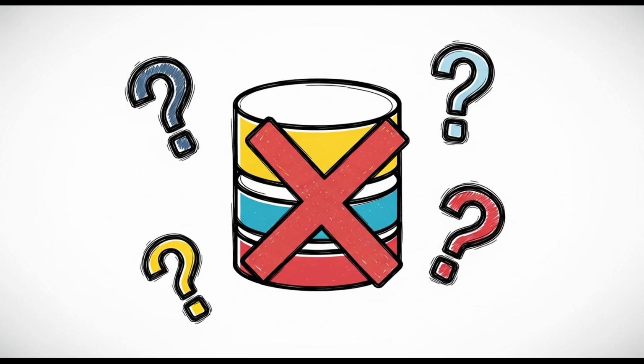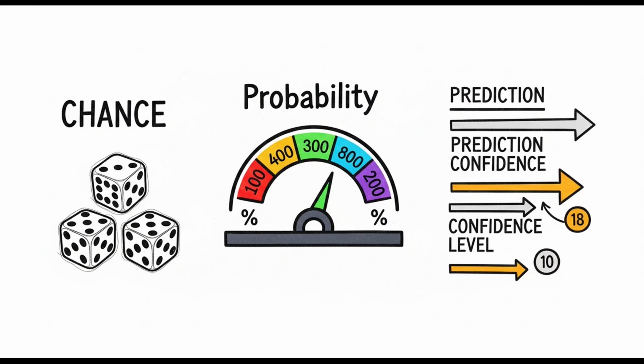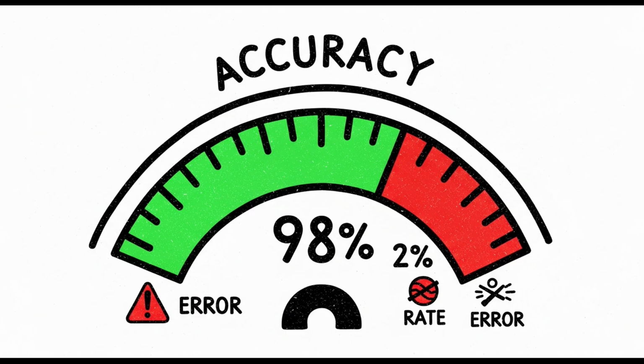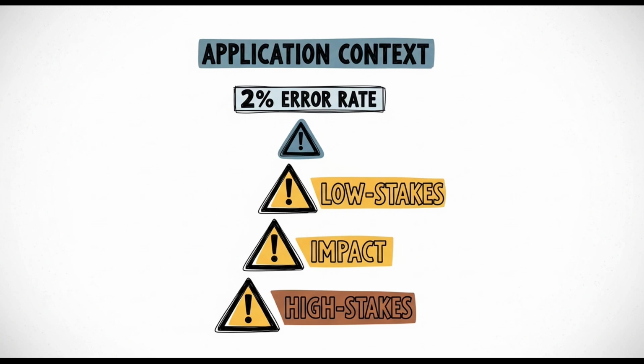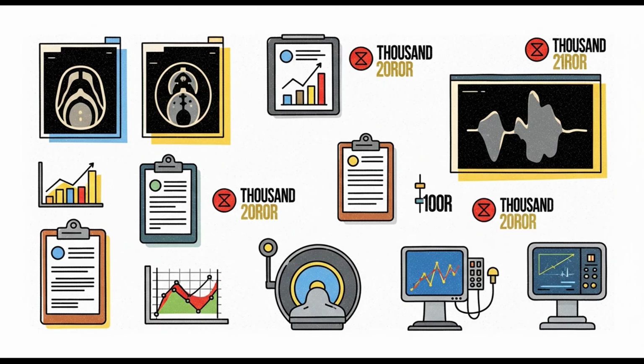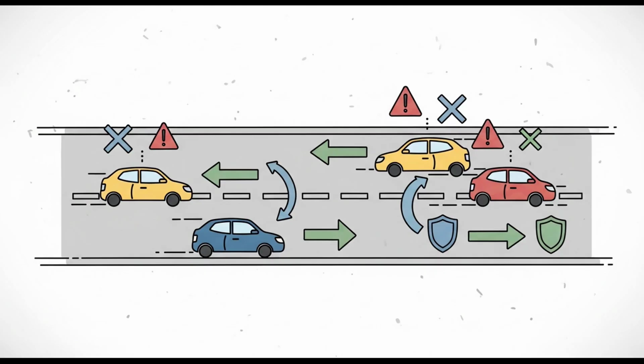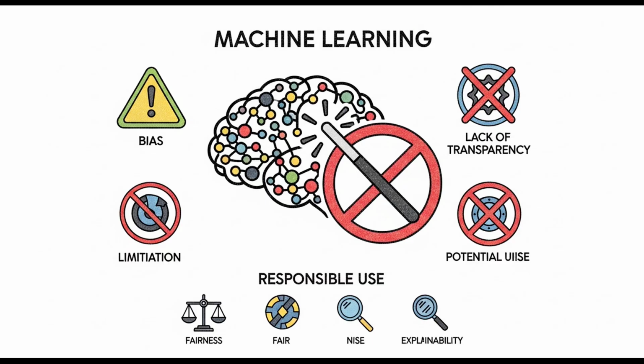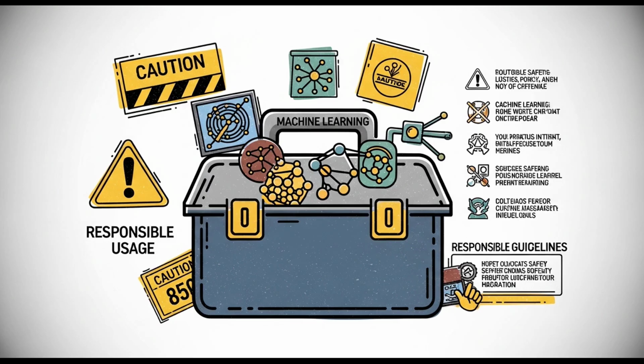Another limitation is that machine learning models can be wrong and make predictions based on probability, not certainty. A model might be 98% accurate, but that 2% error rate can matter a lot depending on the application. In medical diagnosis, a 2% error rate could mean misdiagnosing thousands of patients. In self-driving cars, a small error could mean an accident. So while machine learning is incredibly powerful, it's not magic. It's a tool that needs to be used carefully and responsibly.